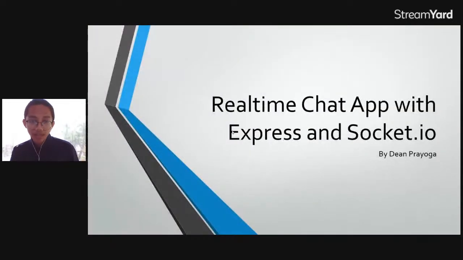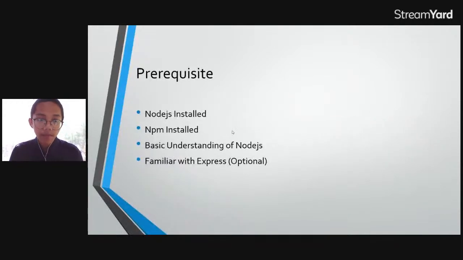Okay, so today I'm going to talk about how to make a real-time chat app with Express and Socket.io. Prerequisites. First, you need to install Node.js and npm. Usually, npm is installed after you install Node.js, unless you use Linux. And third, a basic understanding of Node.js. And fourth, familiarity with Express.